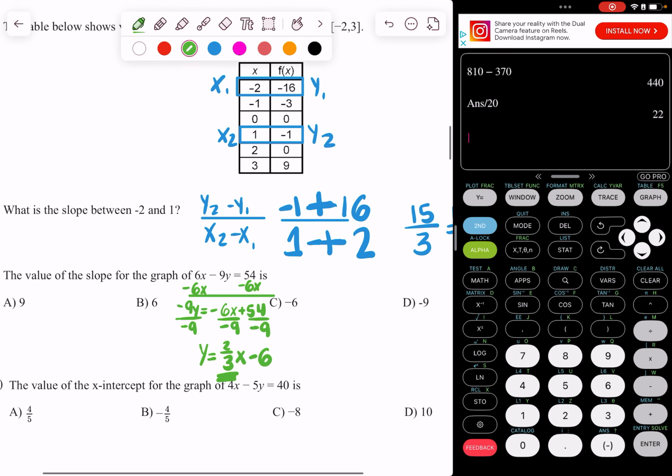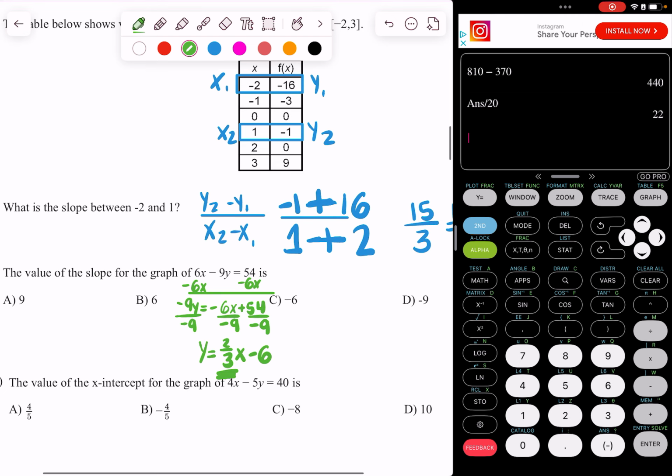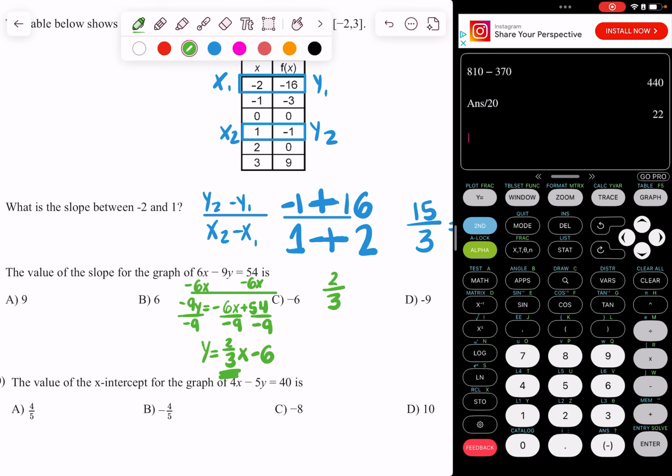I had changed this question. This question originally wanted you to find the y-intercept, but the answer here, if it was asking for the slope, would be 2 over 3. If it was asking for the y-intercept, it would be -6. I know the answer choices don't make sense, but this would be the actual answer.